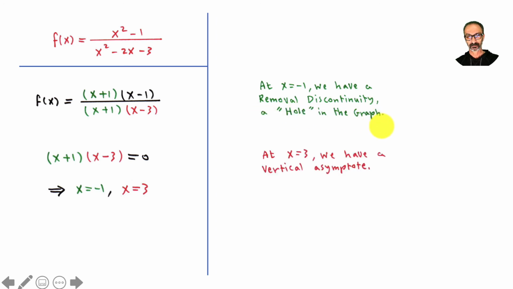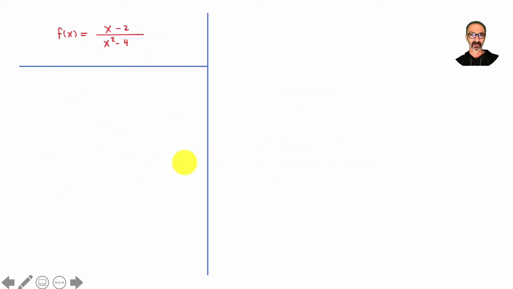At x equals 3, we have a vertical asymptote. That is clear. All right. That's what we care about, the zeros of the denominator, the ones that cancel with the numerator. It's called removable, or describes the graph as a hole in the graph. Vertical asymptote, hole in the graph. One more example. Let's factor it.